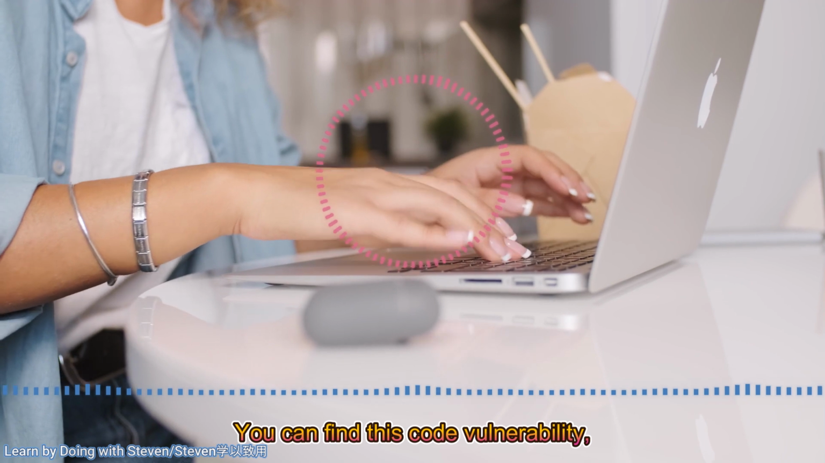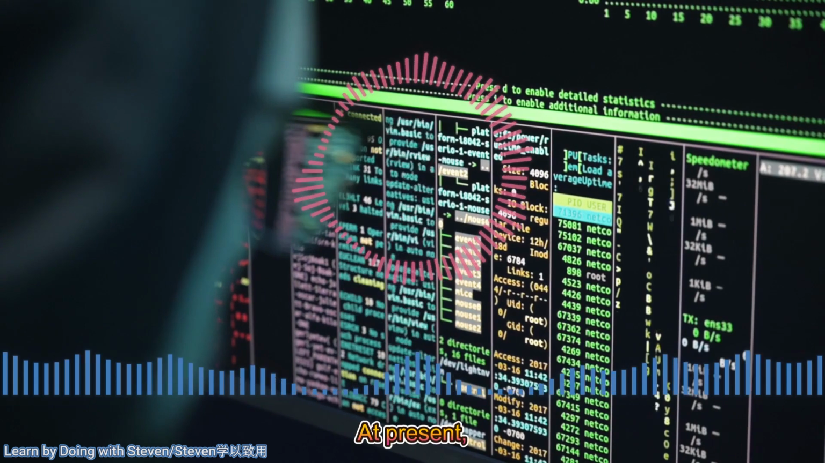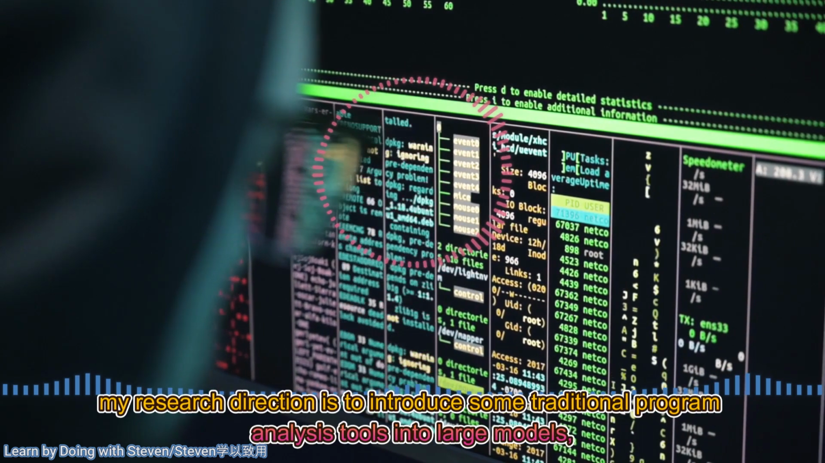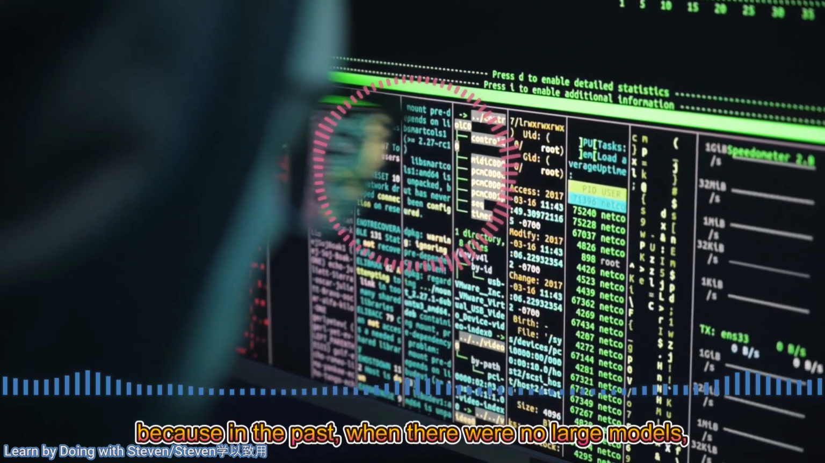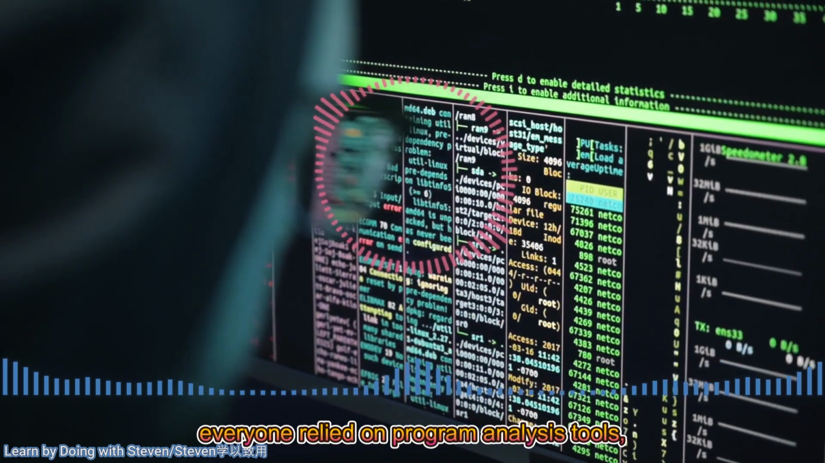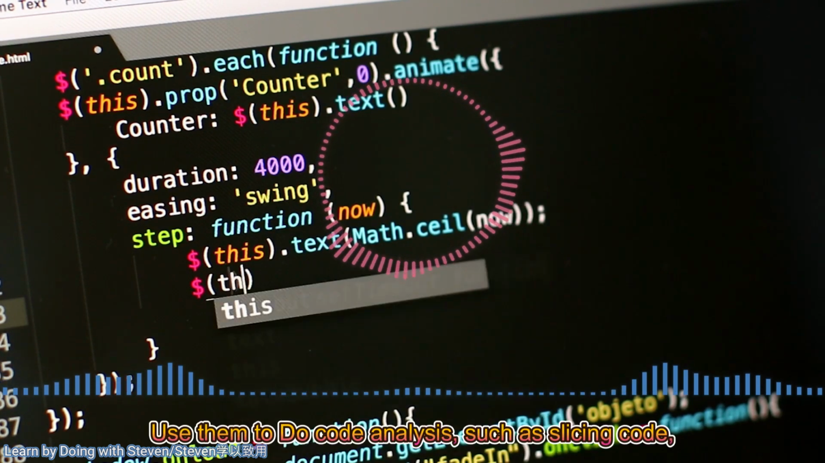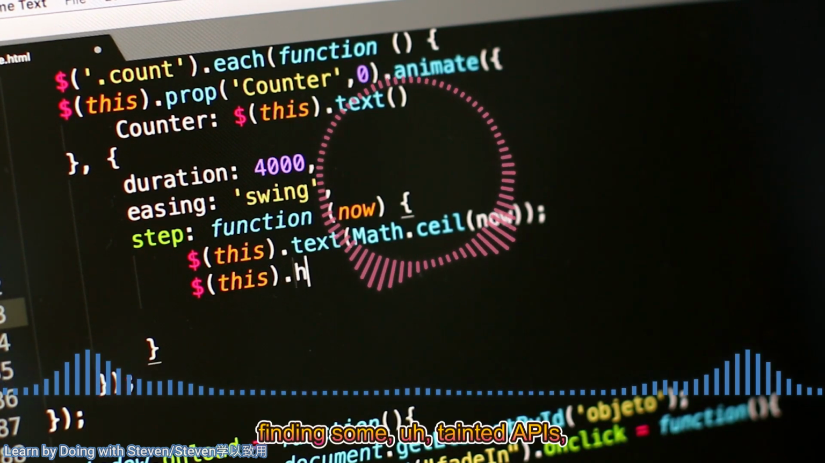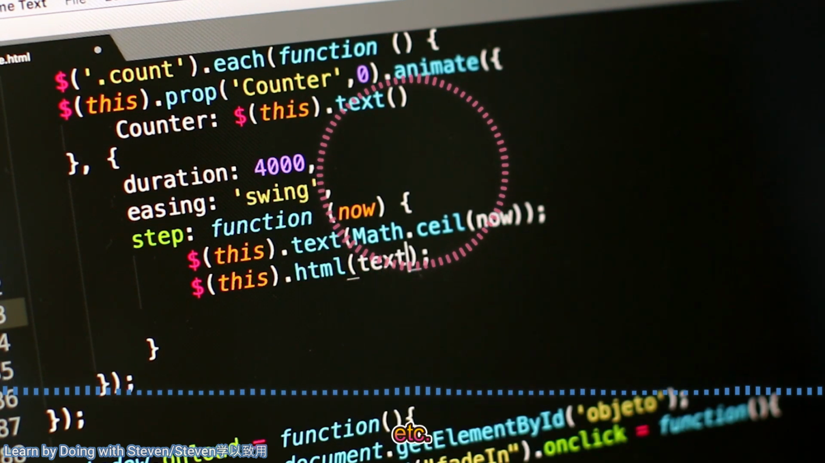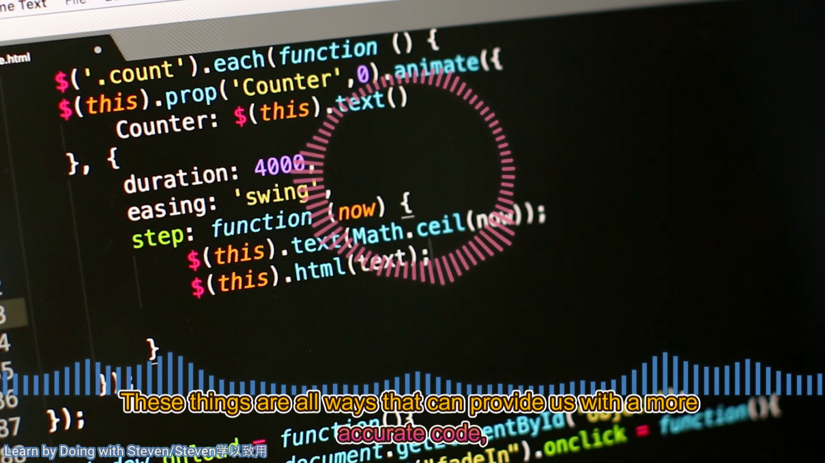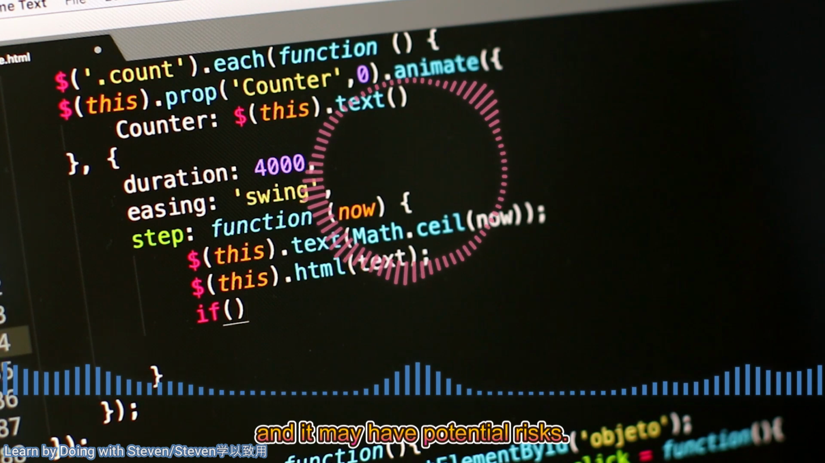To find code vulnerabilities based on large models, my current research direction is to introduce some traditional program analysis tools into large models. In the past, when there were no large models, everyone relied on program analysis tools, which have existed for 30 or 40 years. We use them to do code analysis, such as slicing code, finding tainted APIs, and then doing taint analysis and data flow analysis. These all provide us with more accurate information about code that may have potential risks.